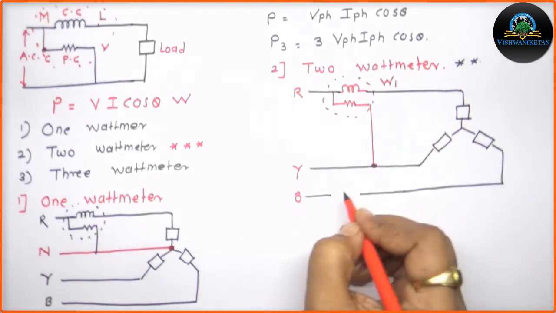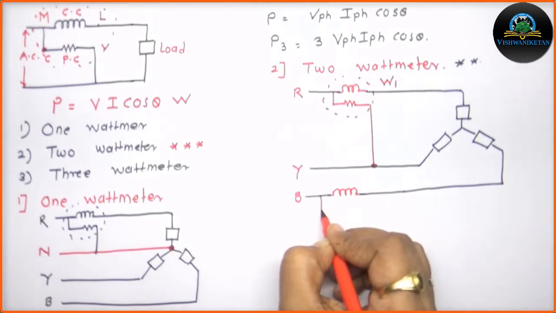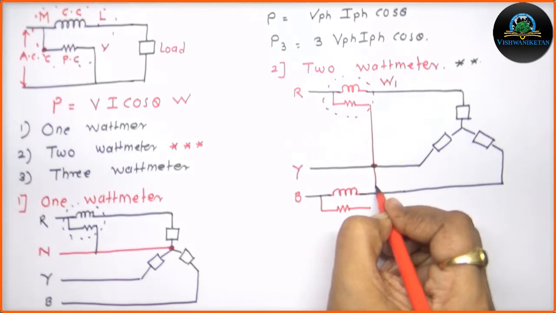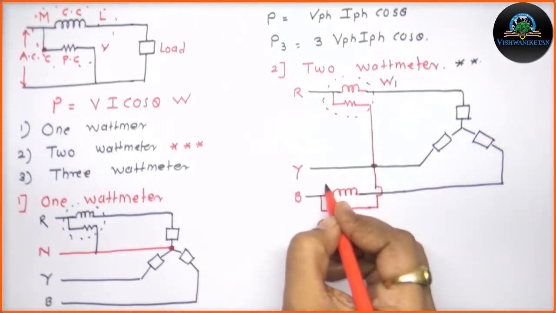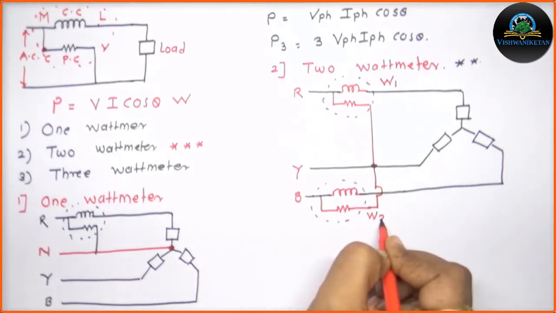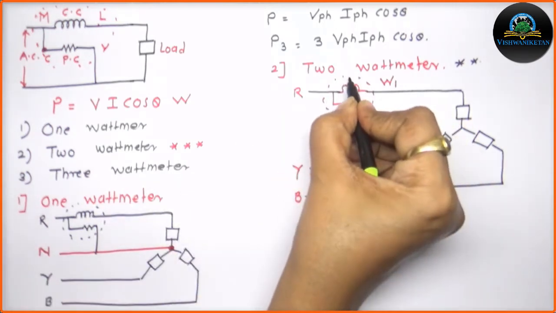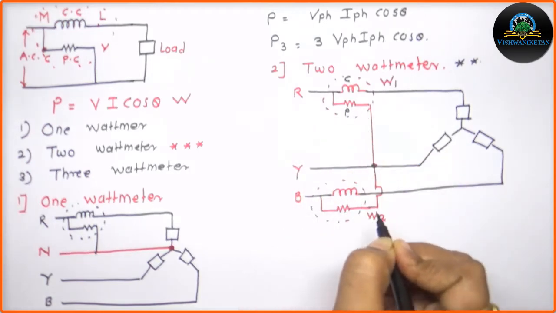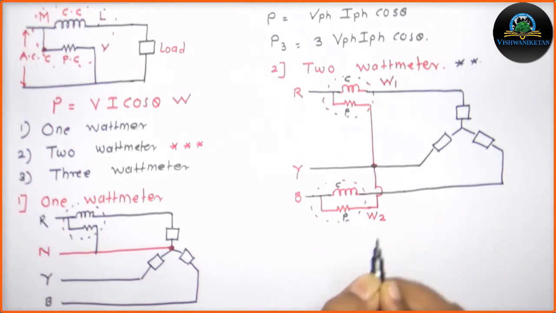This will be nothing but my W1. Now the second wattmeter I am connecting to the phase B. So the connection will be like this way, and this I will call W2. So this will be for the W1, this will be the current coil and this will be the pressure coil. For the W2, this will be my current coil and this will be my pressure coil.